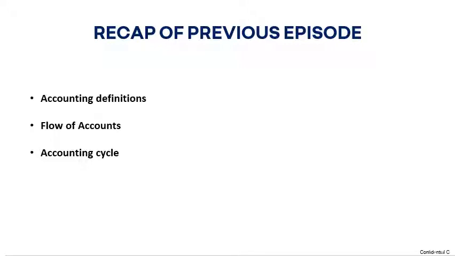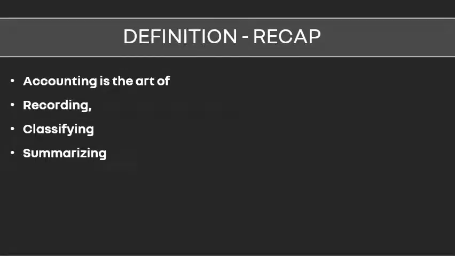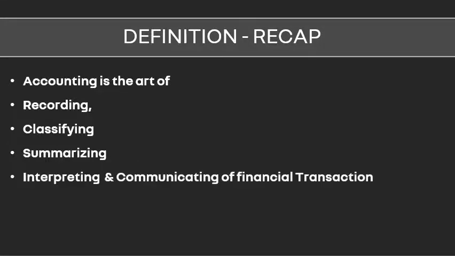In this episode, we will see in detail and we will also understand different types of accounts, and the rules and examples. So let's re-see the definition. Accounting is the art of recording, classifying, summarizing, interpreting, and communicating of financial transactions. If there is no financial transaction, there is no accounting. So accounting is the art of recording, classifying, summarizing, interpreting, and communicating of financial transactions.